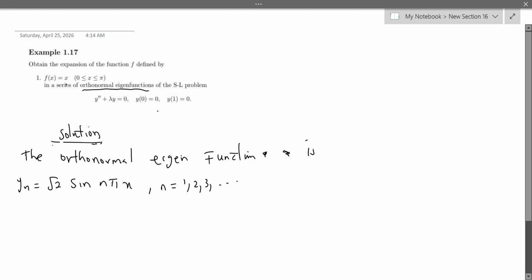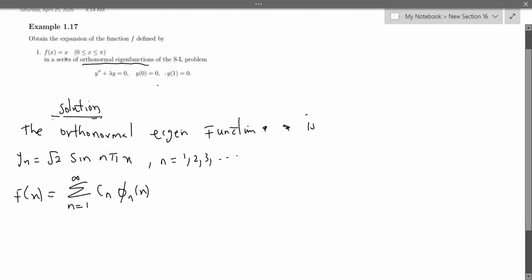Now that we know our orthonormal eigenfunction, we want to expand f of x in this series. We know from the previous video that to do that, you have to define f of x as the summation from n equals 1 to infinity of cn times phi of n of x. In this case, your f of x is x, and your phi of n is root 2 sine n pi x.